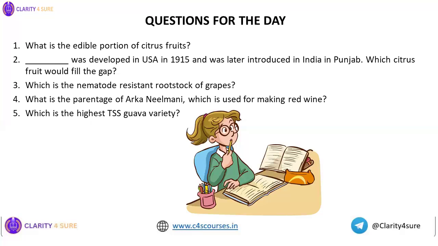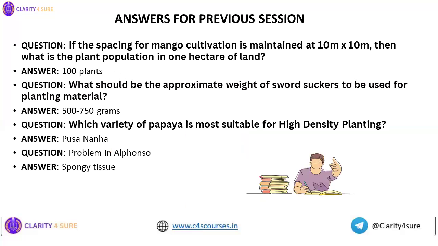Okay. Now, these are the answers for the previous session, that is Pomology Part-II. So I asked the question, what is the problem in Alphonso, right? And you will have answered correctly. It's the spongy tissue. Then the next question was, if the spacing for mango cultivation is maintained at 10 meters into 10 meters, then what is the plant population in 1 hectare? So it is 100 plants. How do we calculate plant population? You know the formula, right?